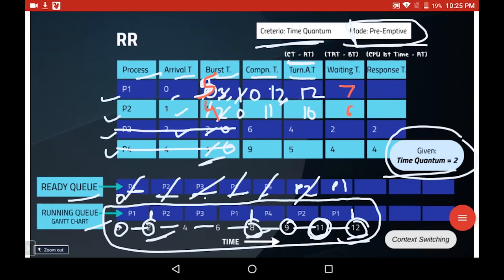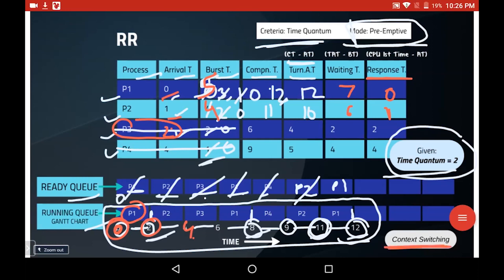Now for response time, we calculate the first time the process met the CPU. For P1, it met the CPU at time 0. So 0 minus arrival time 0 is 0. Then P2 met the CPU at 2, and 2 minus 1 is 1, so we write 2, 1. Then considering P3, P3 arrived at 2 and first met the CPU at 4.